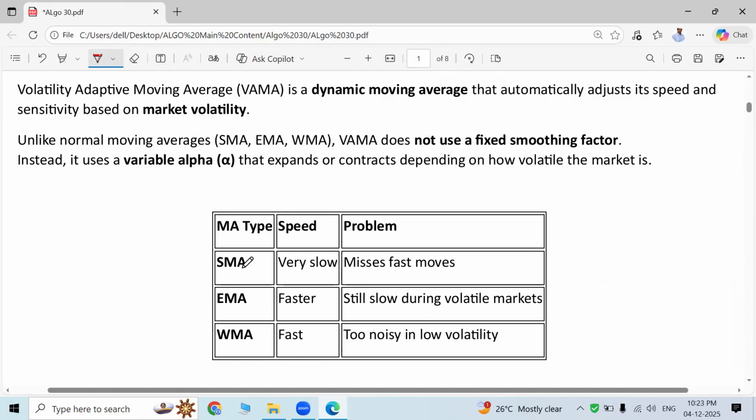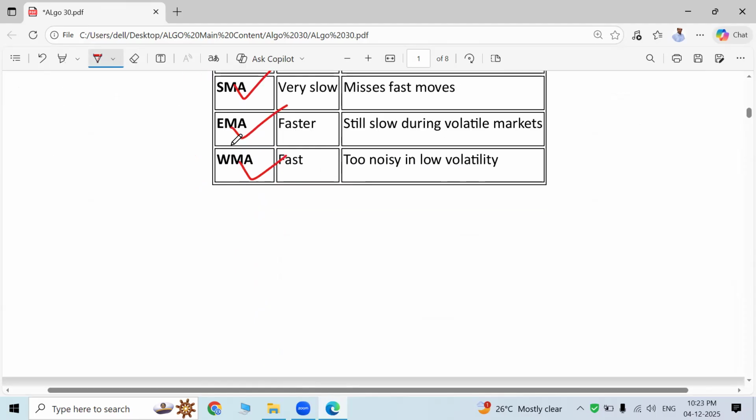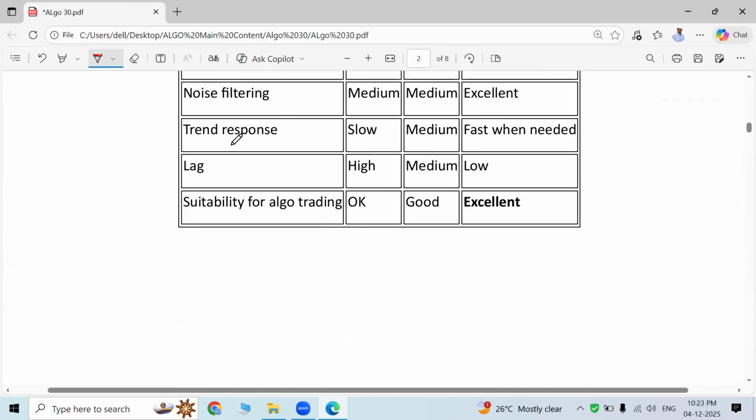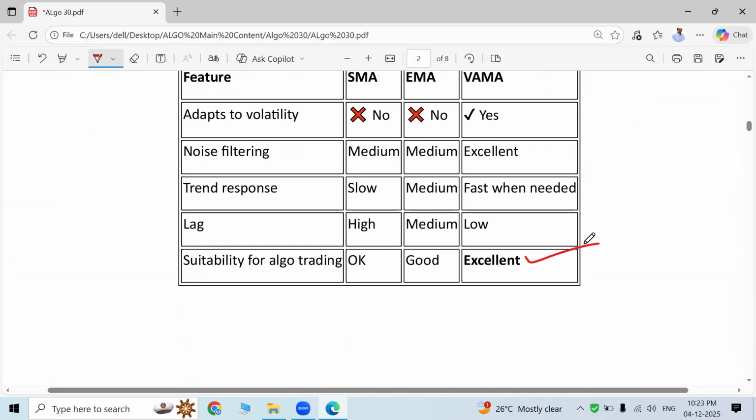It is better than the SMA, EMA and WMA because it uses a very important term called alpha. For other methods, this alpha is constant. For VAMA, the alpha keeps on changing because alpha is decided by the standard deviation. VAMA works excellently with algos. That is the summary of this table.